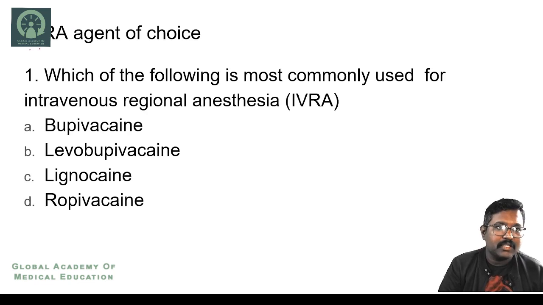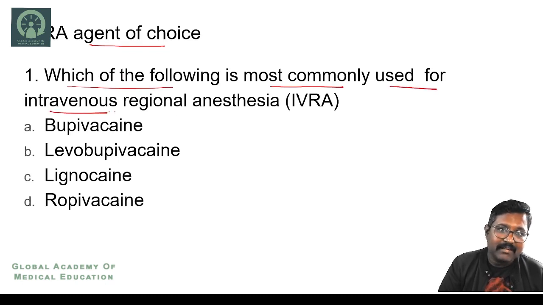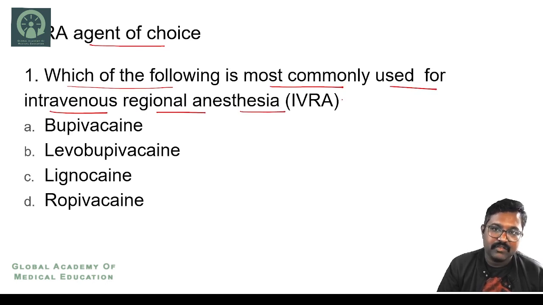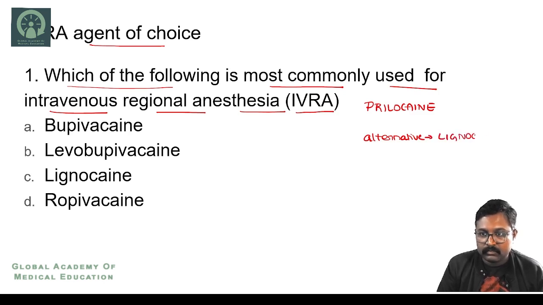Coming to the first question, they have asked regarding the IVRA agent of choice. Which of the following is most commonly used for intravenous regional anesthesia? The question was regarding the most commonly used drug for intravenous regional anesthesia. The most commonly used drug is prilocaine, and the alternative is lignocaine. Let us see which are all the options for this question.